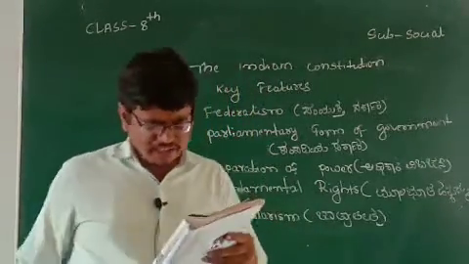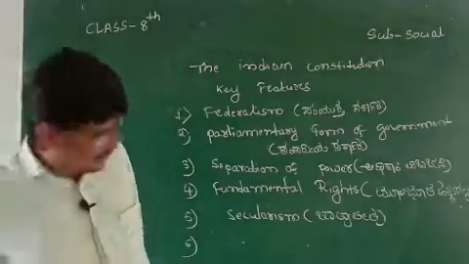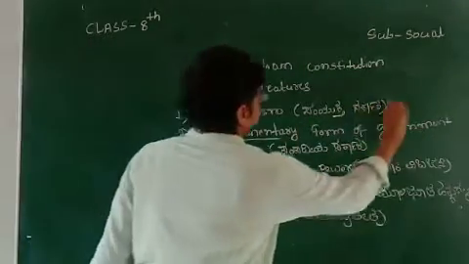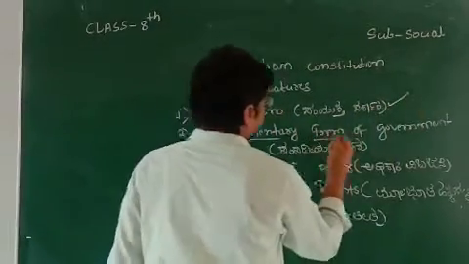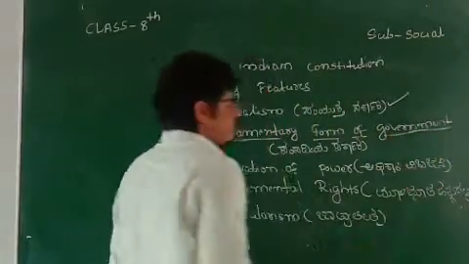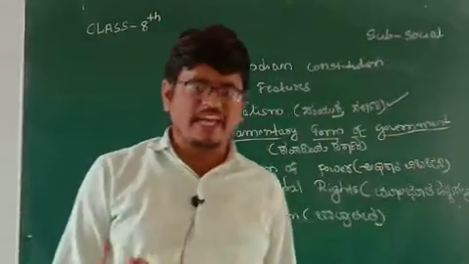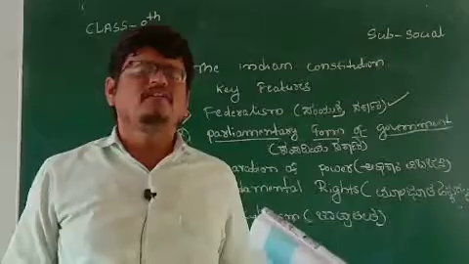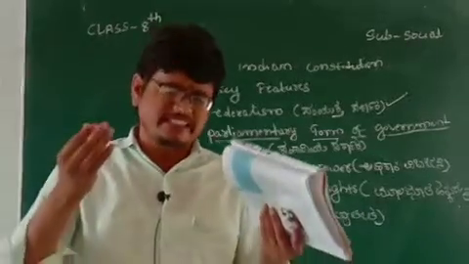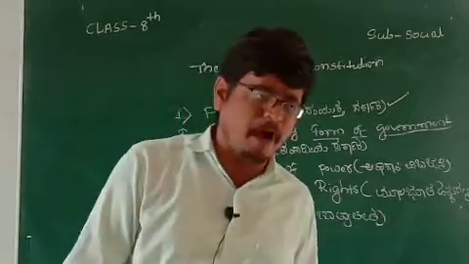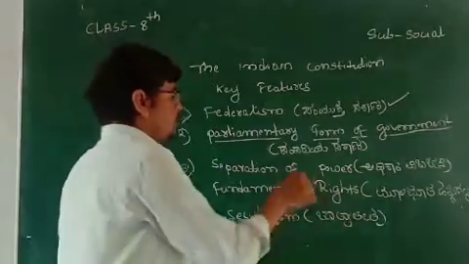So the next one is parliamentary. It is very important. What is that parliamentary? Parliamentary form of government. India is a democracy. Democracy means all of us have power. The people, the citizens of India, have the power to choose their representatives by voting.